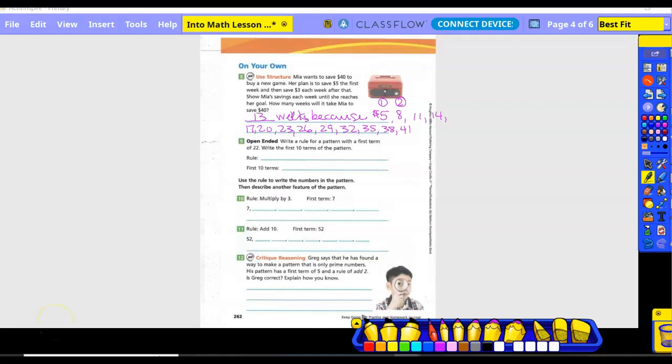Number 9, write a rule for a pattern with a first term of 22. Write the first 10 terms of the pattern. So we can start with 22, right? And then could we do something simple? Could we just do add 2? Would that be easy? Okay, so add 2. So if that was my rule, what am I going to do? 22, 24, 26. What comes next? Next, 30.